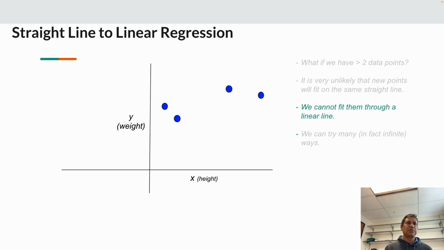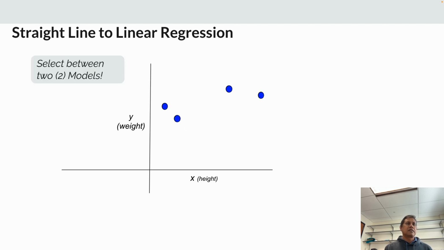Whatever way we try, we can draw an infinite number of lines, but no line will go through all those 4 points. For example, this one, this one, this one. So we need to learn something that will best capture the relationship given these 4 data points. That's the general idea of linear regression.